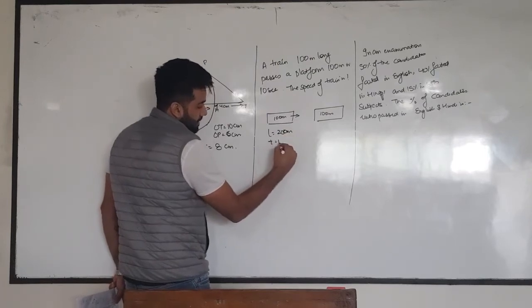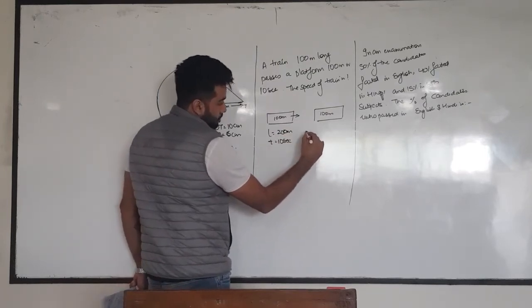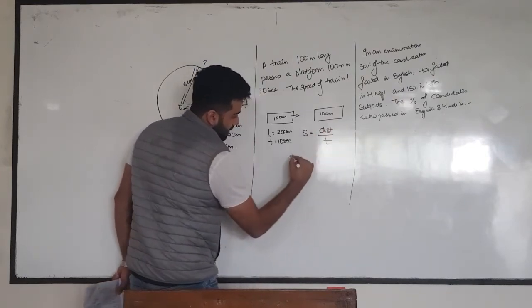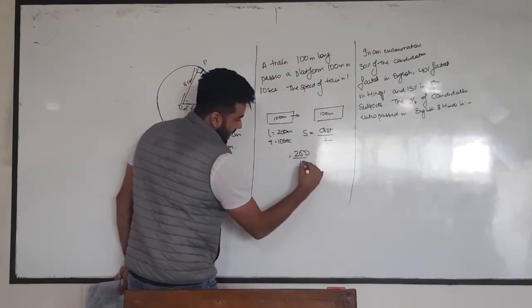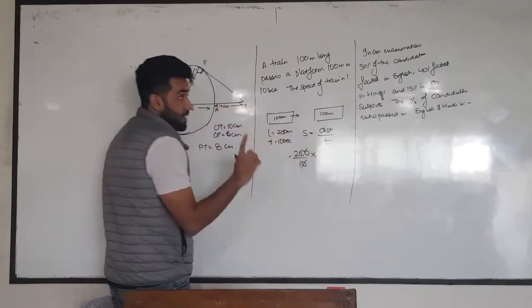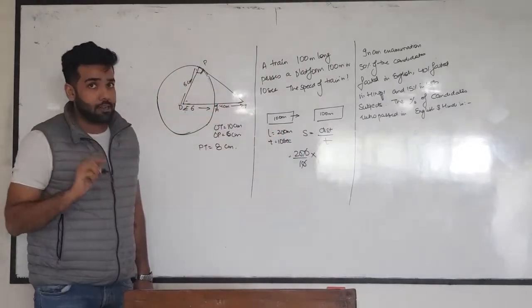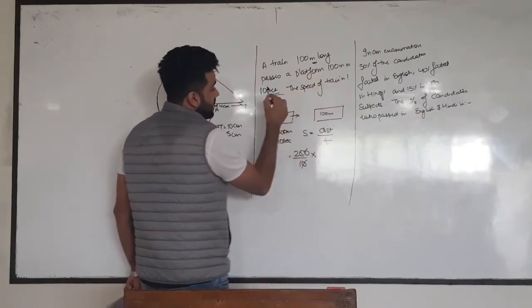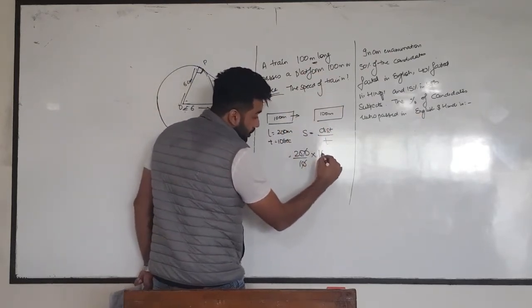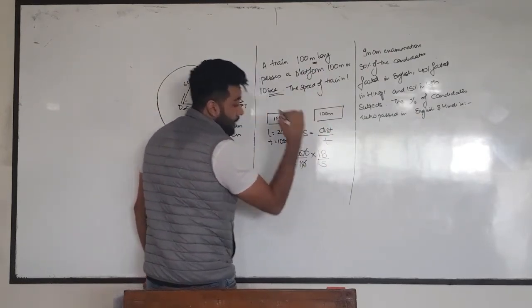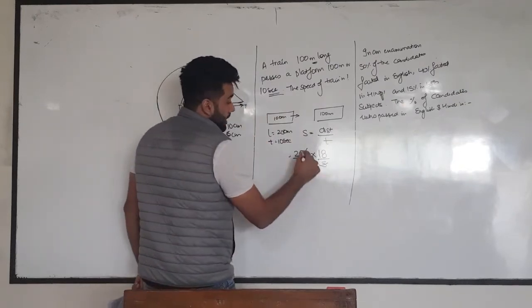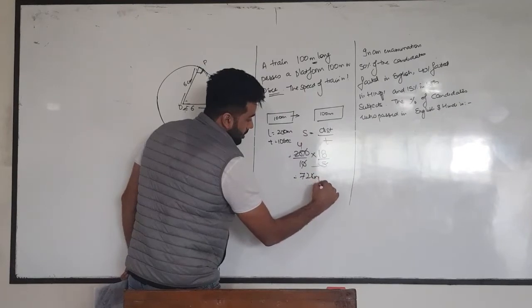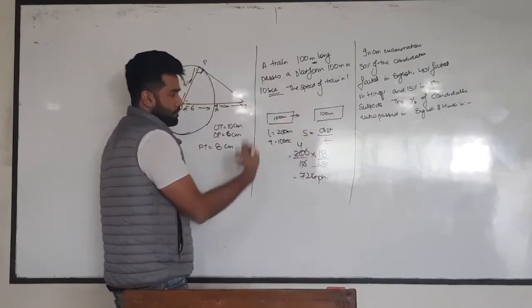The time is given as 10 seconds. So speed is equal to distance upon time, that is 200 upon 10, 20 meters per second. Now that's meters per second because the length is in meters and the time is in seconds. So to make it kilometers per hour, we multiply by 18 by 5. We cancel it, 4, 72 kilometers per hour would be my answer.